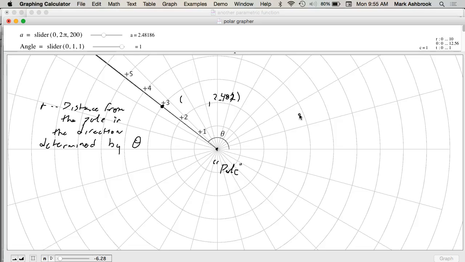So 2.48. So we sweep 2.482 radians counterclockwise from the positive x-axis, and then I chose r equals 3. So that's the point, 3 comma 2.482. But the way we want to think about it is that the angle measure comes first. 2.482 comes first.